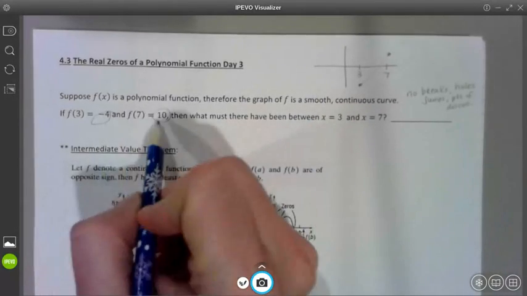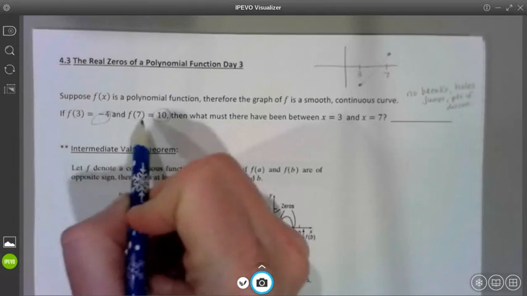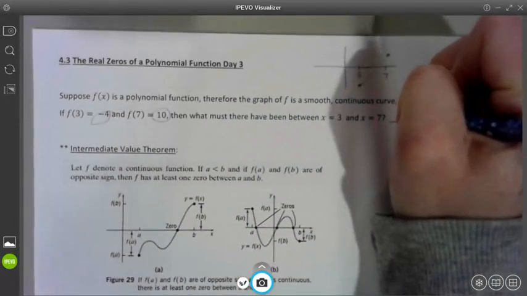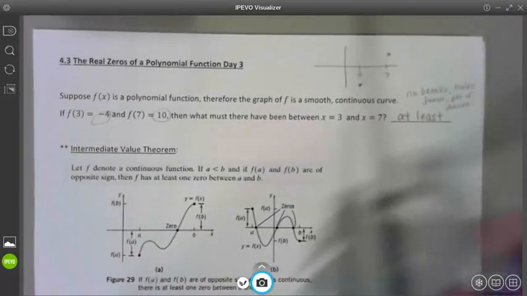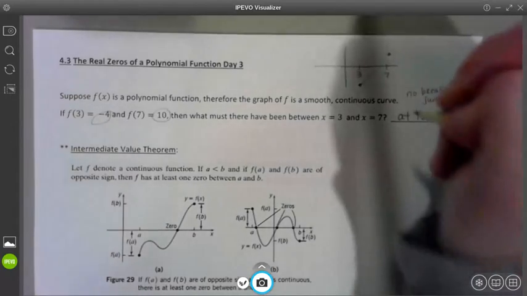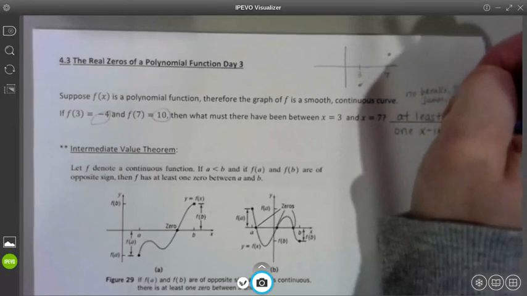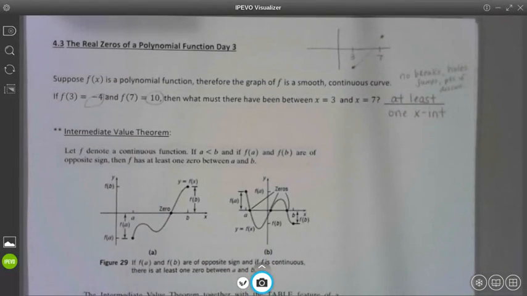So if the y value changes signs, then you know in between those two x values there must have been at least one x-intercept. Right? There could have been multiple. Maybe it crossed over the x-axis a few times, but we know at least one time it had to. Okay, so that's what the intermediate value theorem is saying. If you can prove that the y value has changed signs on an interval of x, then you know there must be at least one x-intercept in between those x values.